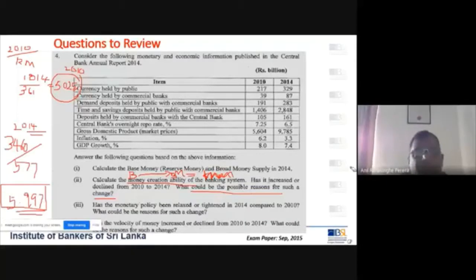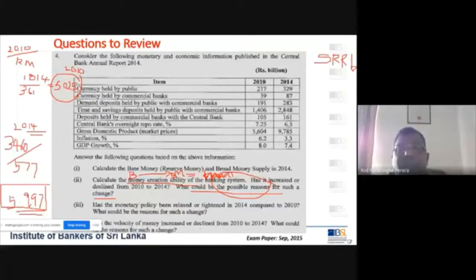Okay. Now both answers are correct. What you have mentioned, it could be possibly due to decline in the reserve ratio. We don't have information given here, but it could be one of the possible reasons. So one reason could be SRR, reserve ratio is reduced. We know when reserve ratio is reduced, money multiplier increases. So that could be one reason.